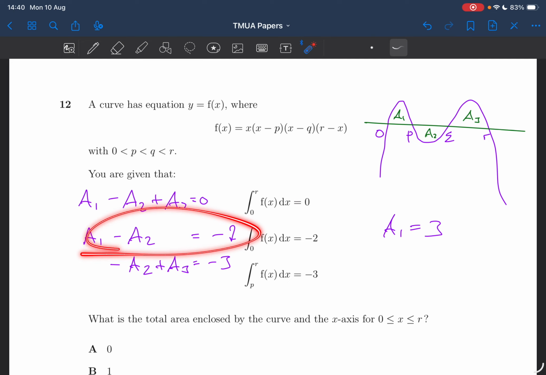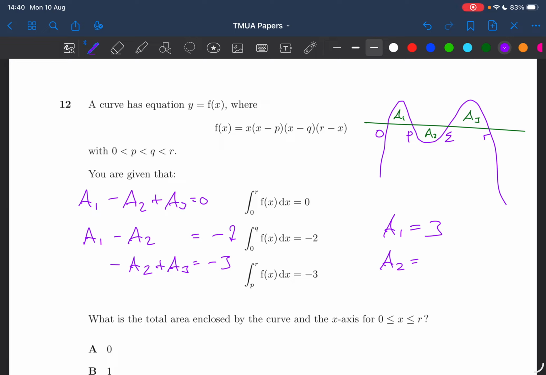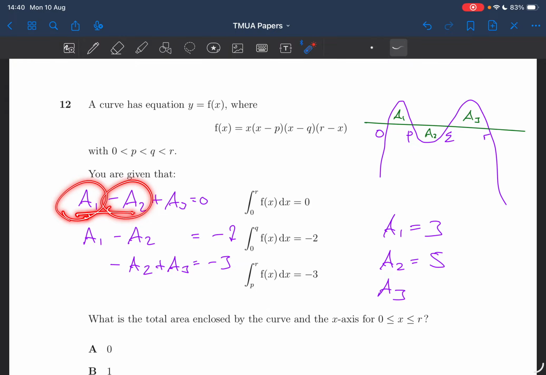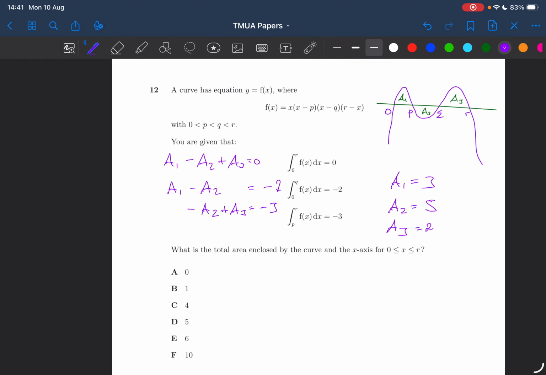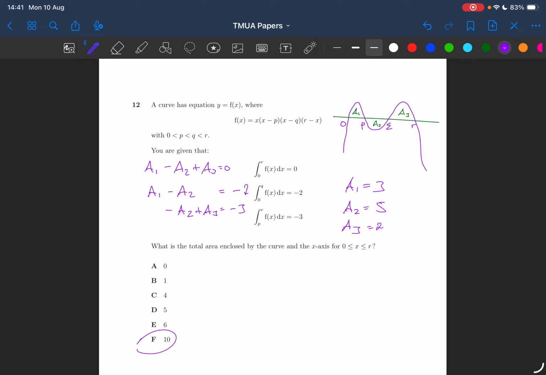We can use this then. We can see 3 minus something gives us minus 2. So A2 is going to be 5. And then we can have a look at A3 and know that when we do, on this one, let's do it. So we'll have 3 minus 5 is minus 2. We have to add another 2 back on, don't we? The total area enclosed by it, 10. Yeah. Number 12.